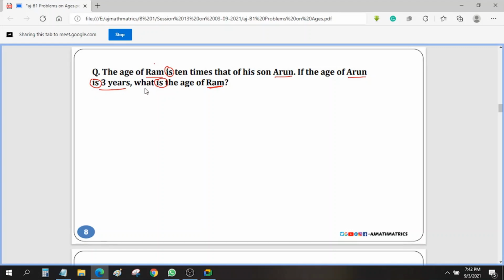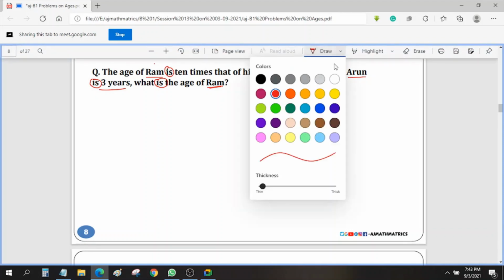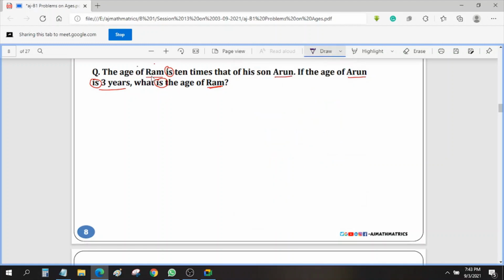The second thing we need to understand, there are two persons given in the question. The relation of the two persons is given with respect to the numbers of ages, between these ages, and we need to find out the present age of Ram. The question says it's a present tense and we need to find out the present age of Ram. So first we read the data and we analyze.